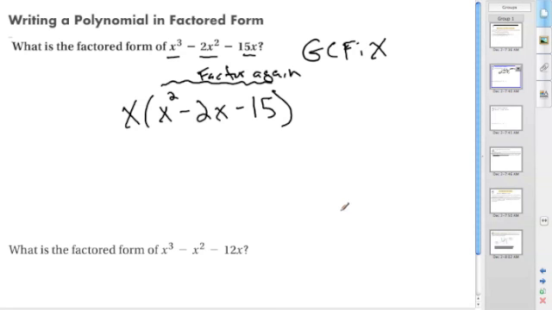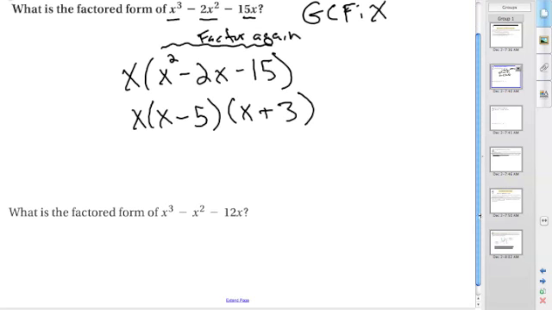Two numbers that multiply up to negative 15 and give you negative 2. You should realize by now that those two numbers are 3 and 5, with x and x. So we want negative 2, therefore this has to be negative 5 and plus 3. And there's the factored form. You can check your work by distributing and making sure you get x to the third minus 2x squared minus 15x, in which case you would.